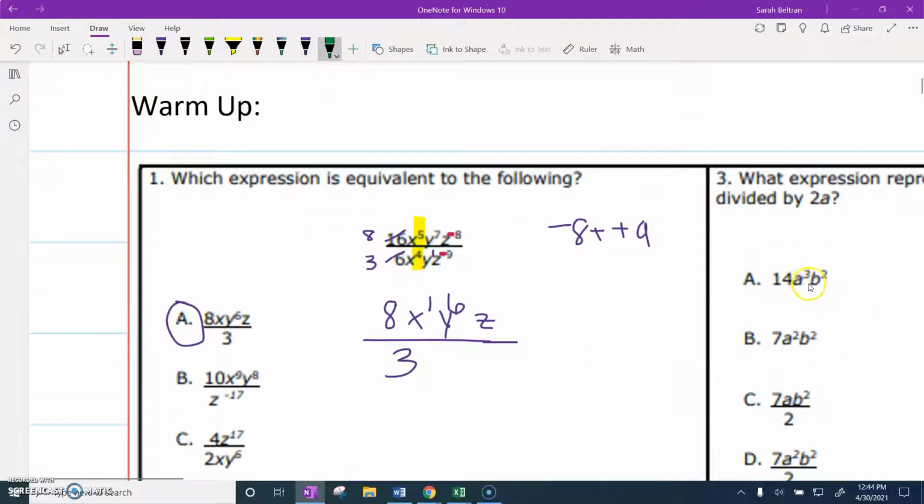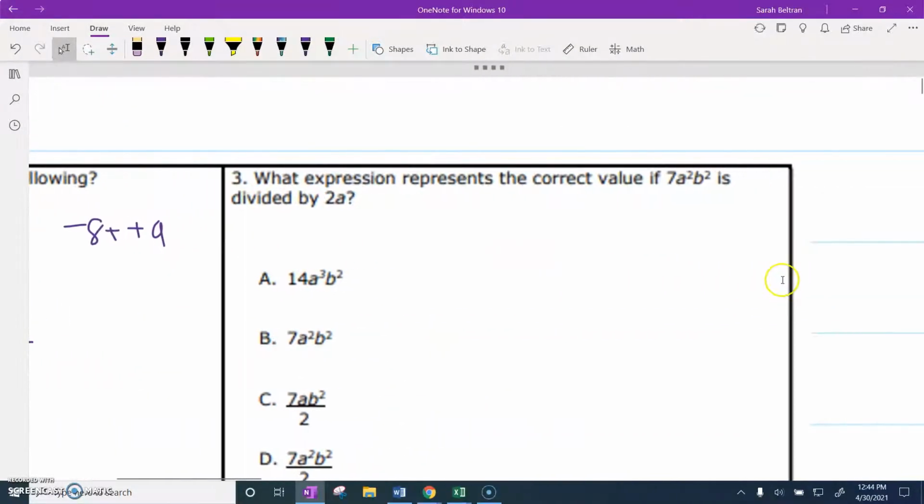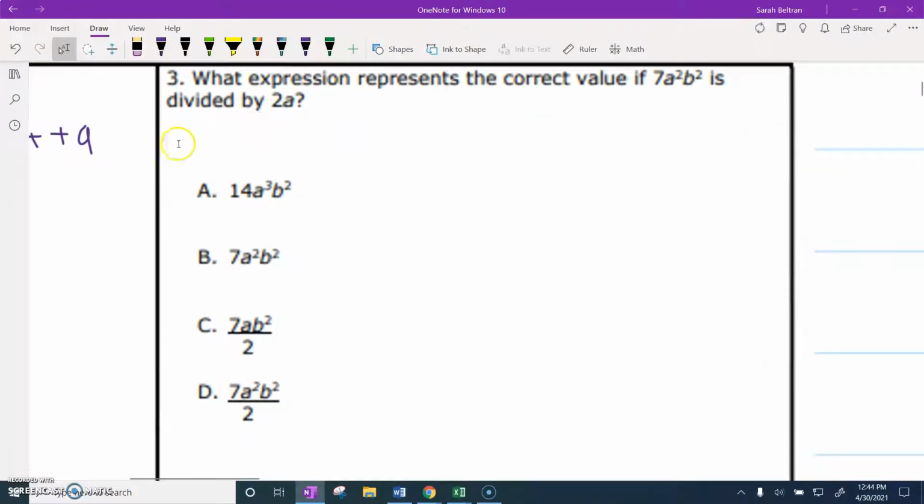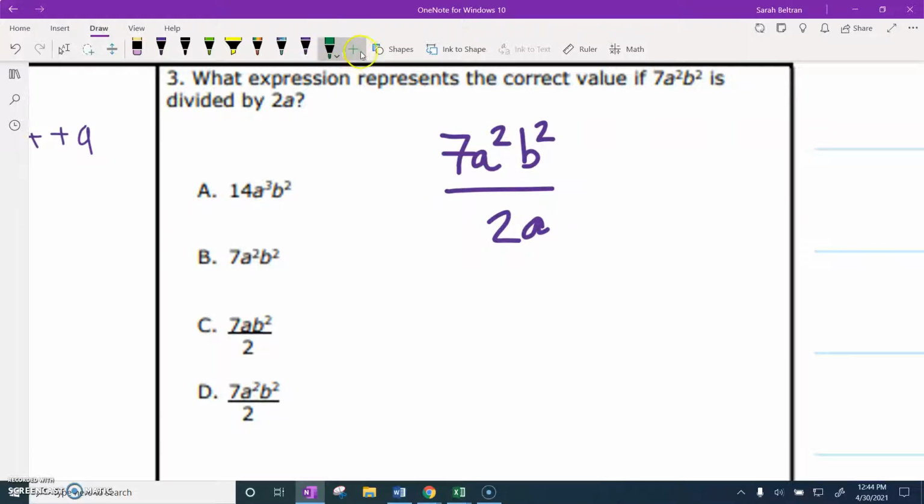All right, let's take a look at number 3. Now number 3, it says, which expression represents the correct value of 7a squared b squared divided by 2a? We have to set this up. So 7a squared b squared over 2a. All right, go ahead and give this a try.